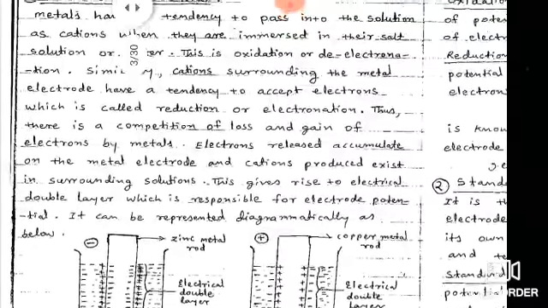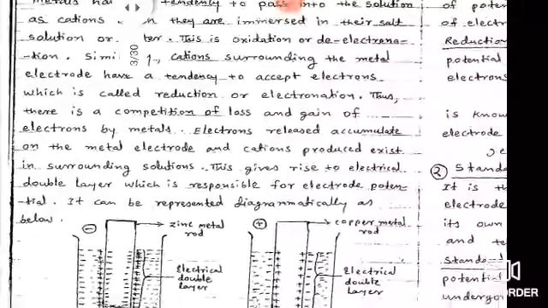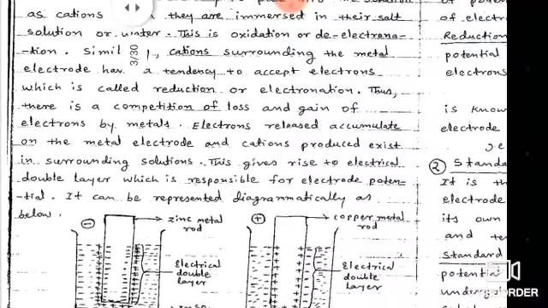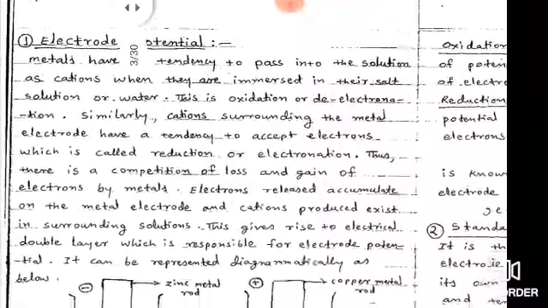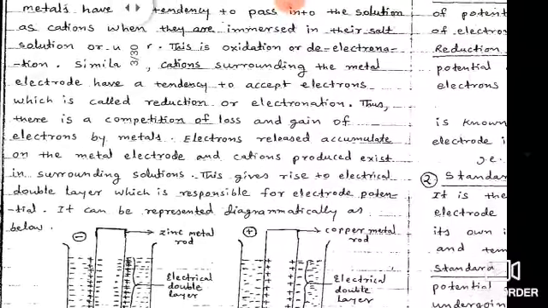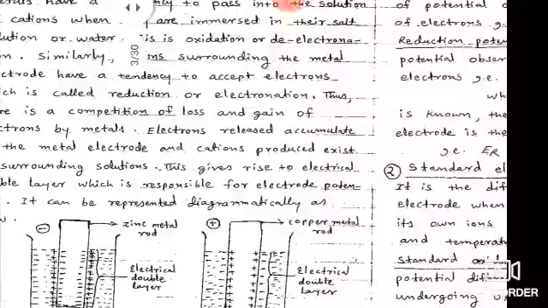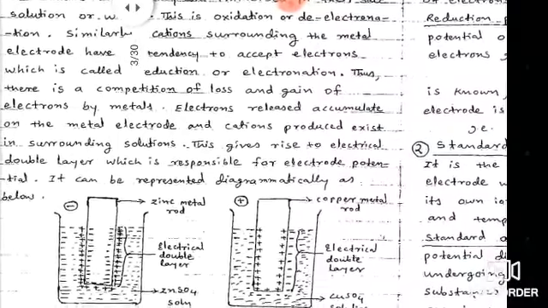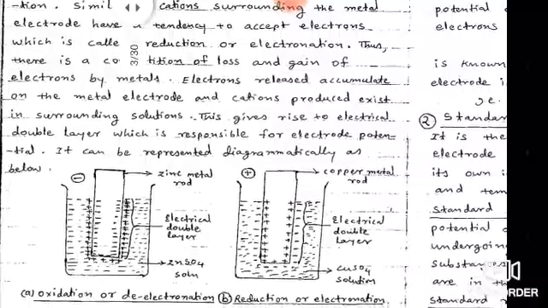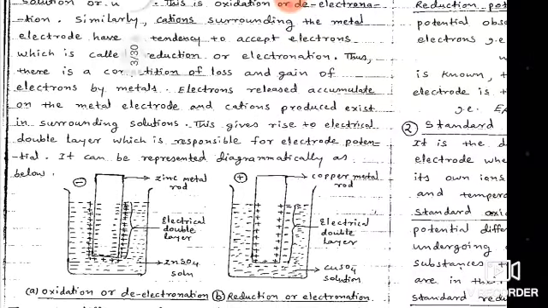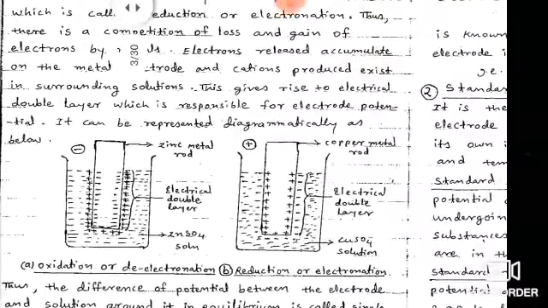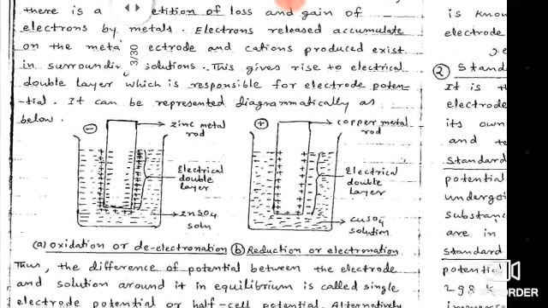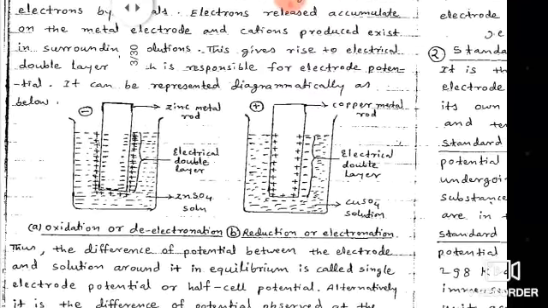Thus there is a completion of loss and gain of the electrons by the metal. So electrons released accumulate on the metal electrode and cations produced exist in the surrounding solution. This gives rise to the electrical double layer, which is responsible for the electrode potential. It can be represented by the diagram.